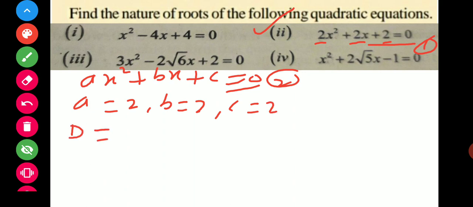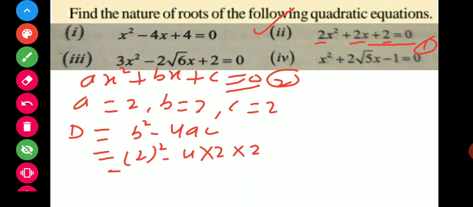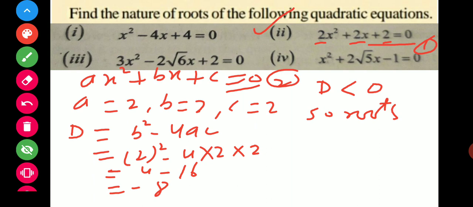Now find the discriminant. D is equal to b square minus 4ac. What will happen? b is 2, so whole square, 4a is 2 and c is also 2. So it is 4 minus 4 twos are 16. So it becomes minus 8. That means d is less than 0. So roots are imaginary and distinct. So that is your answer.